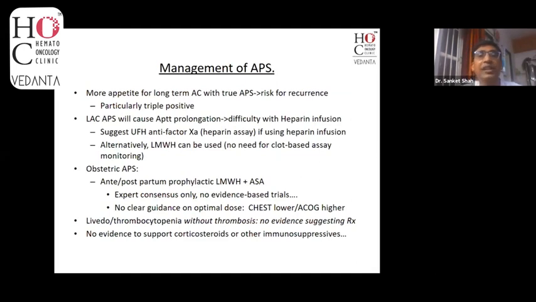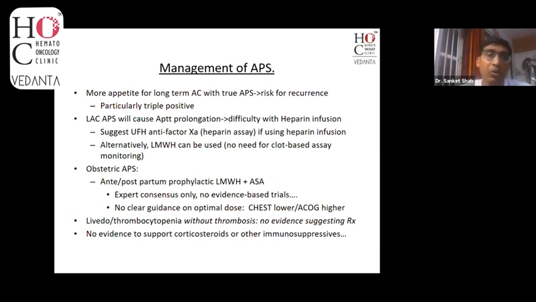Lastly, one slide on management of APLA syndrome. I am not covering it in detail because we will have a session on APLA in the future. For true APS, you have to go for long-term anticoagulant because of the high risk of recurrence, particularly in triple positive cases. That is, lupus anticoagulant positive, anticardiolipin positive, and anti-beta-2-glycoprotein also positive.